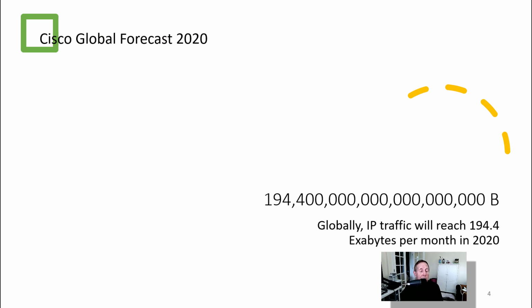stack. Just as an interesting fact, according to Cisco's forecast, we'll have over 194.4 exabytes of IP traffic every month in the year 2020.